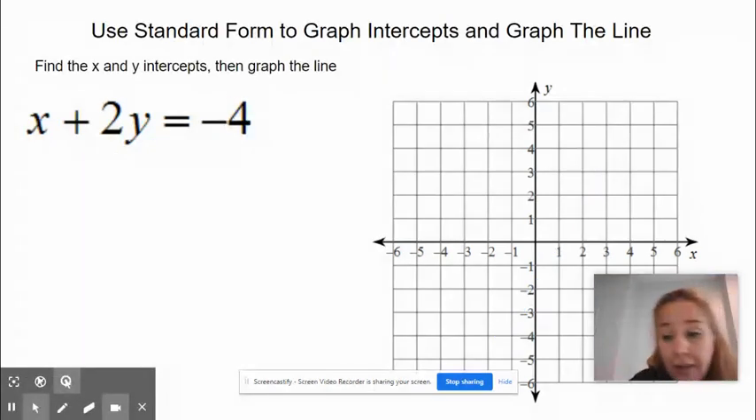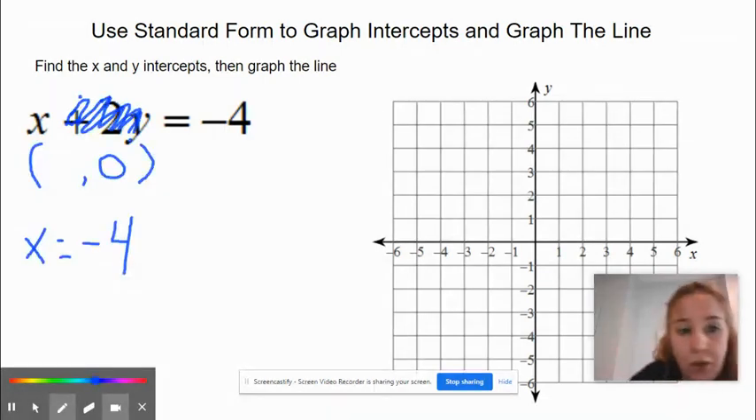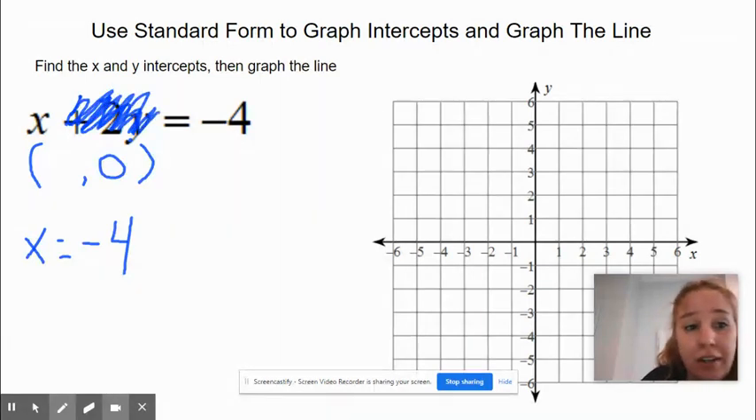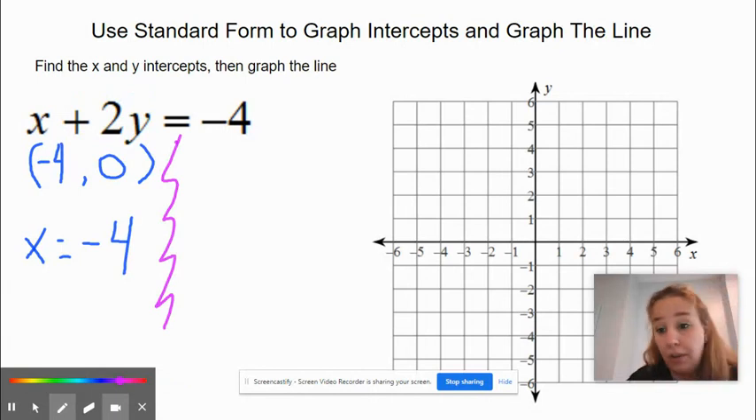Okay, so I want you to pause the video. I want you to find the x-intercept. So the x-intercept would be negative 4, okay? Right? Because if y is 0, 2 times y, this term just sort of disappears, and this is pretty straightforward. The only thing left is x equals negative 4. So that would be your x-intercept. So now pause the video, find your y-intercept.